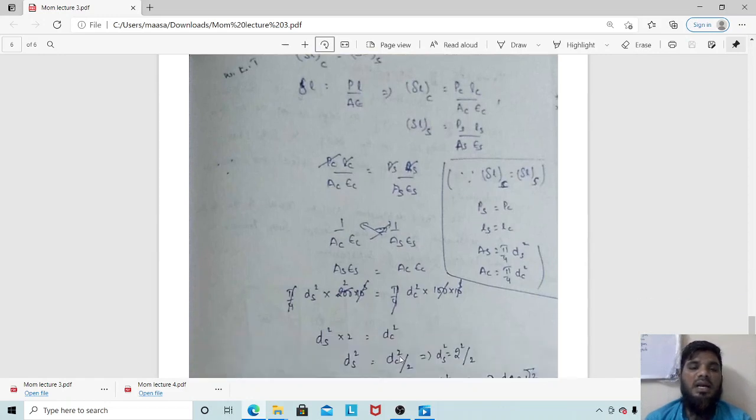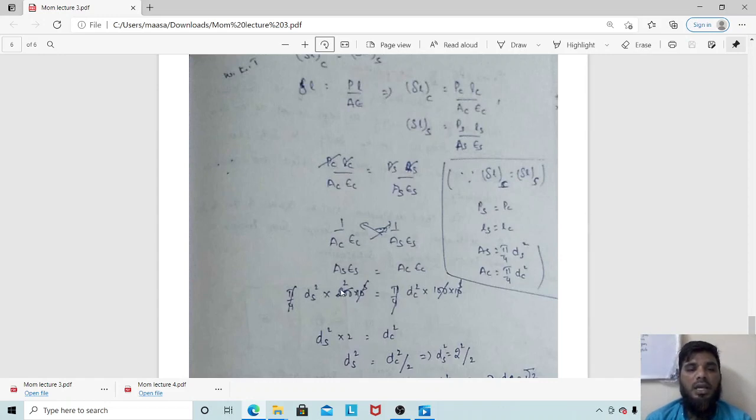Now what is area? If they have given the diameter, what will we write? Pi by 4 d square. Since this is for steel, we will write ds square. And they have given the value of ES, so we write 200 into 10 to the power of 3. That is equal to the area of copper, pi by 4 into dc square, into 100 into 10 to the power of 3. Since the value is given, 10 to the power of 3 and 10 to the power of 3 will get cancelled. Pi by 4 will also get cancelled. What is left out here?